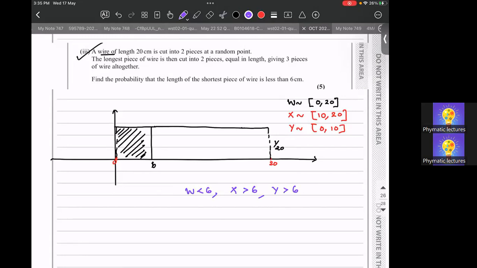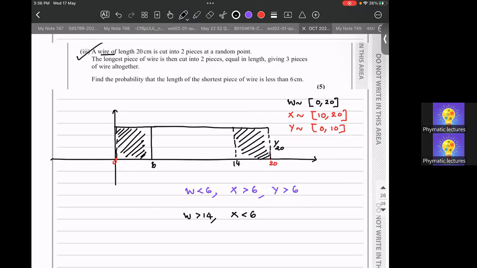So this is the idea. Now, suppose the value of W is greater than 14. Then what happens to the value of X? You think about that situation. If W is greater than 14, it means X itself is greater than 6. If W is greater than 14, the next piece will anyway be less than 6. So that is also possible.